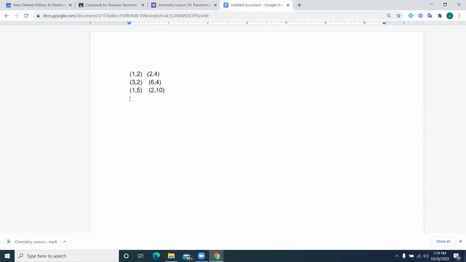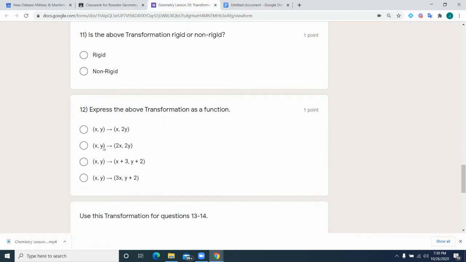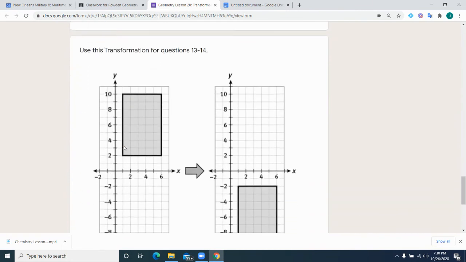There we go. Look at that. 1 turns into 2. X is being doubled again. 5 turns into 10. We're clearly not taking y and going up by 2. We're going up by 5 this time. So actually we're doubling y. So it's doubling x and doubling y. So let's look at our options right here. Which one are we doubling x and doubling y? This right here.